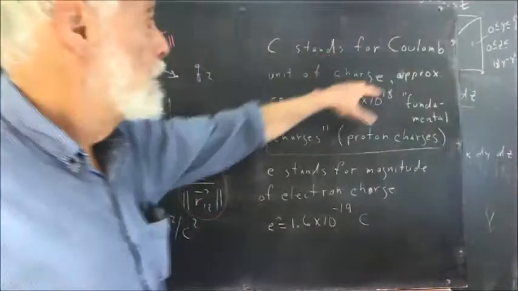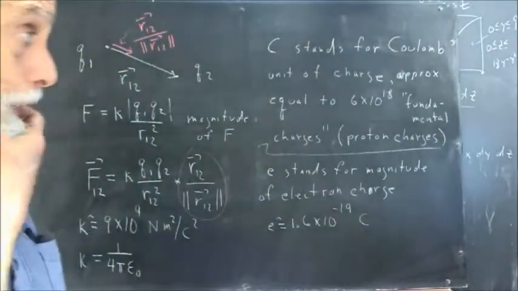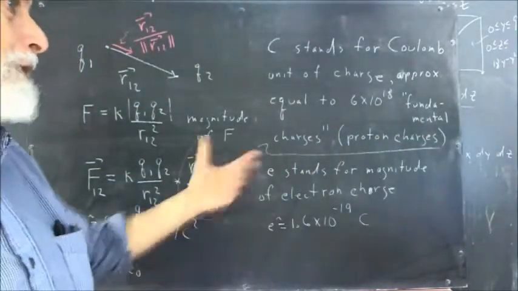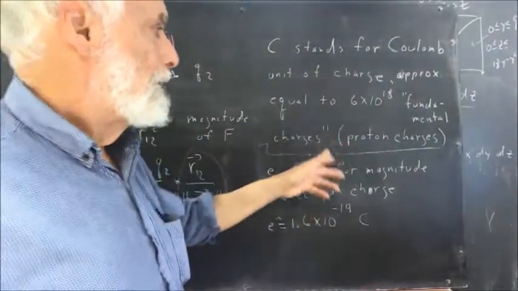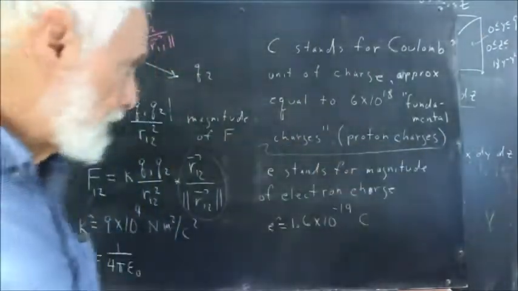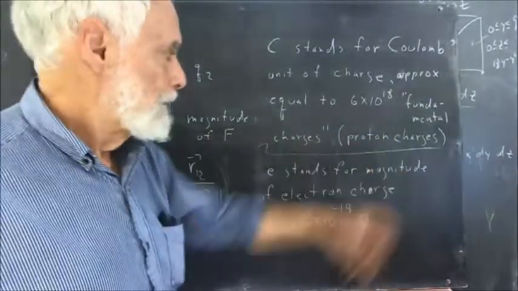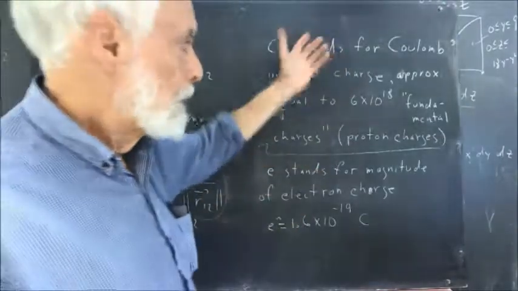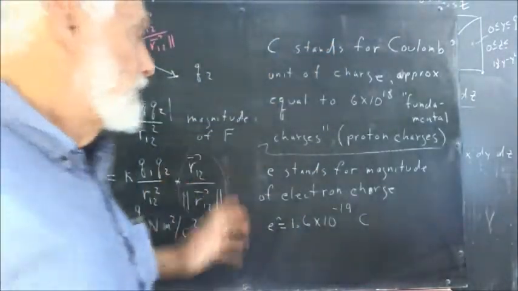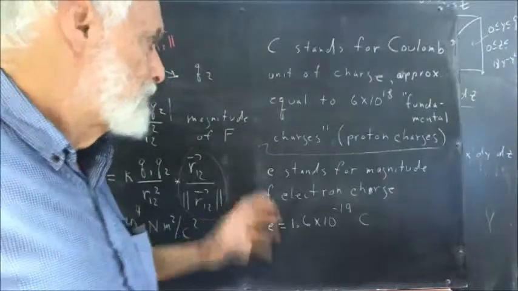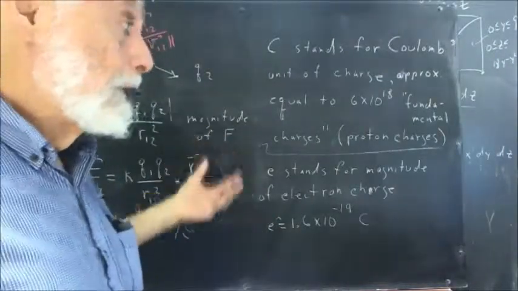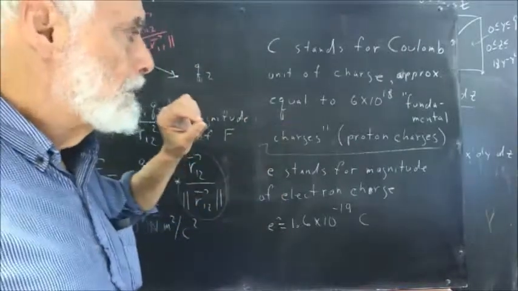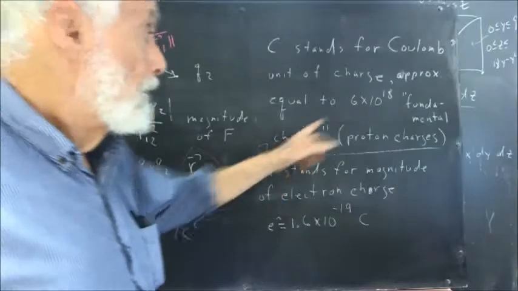C stands for the coulomb. That's a unit of charge, which is approximately equal to 6 times 10 to the 18th so-called fundamental charges. We still call the charge of a proton a fundamental charge, and it's equal to the charge of the electron in magnitude. Now we know they're quarks. We're pretty sure they're quarks. We've never seen one, but they make so much sense in a very deep way that we know that there are probably charges of 1/3 and 2/3 of the fundamental charge.